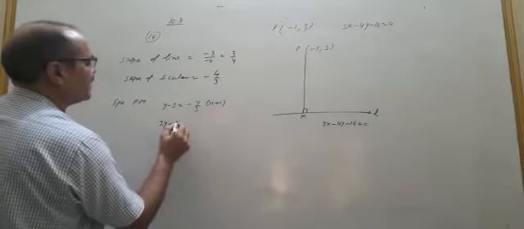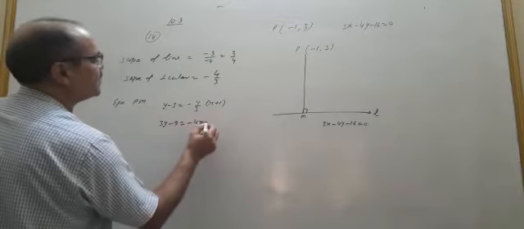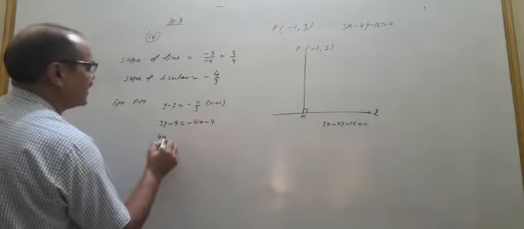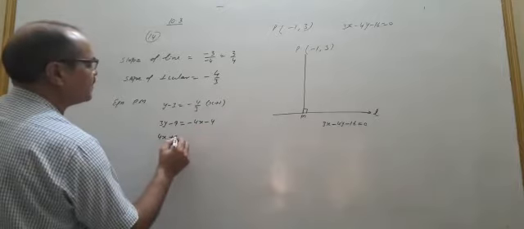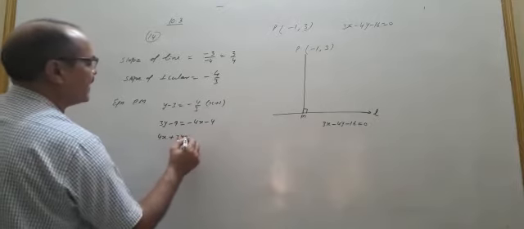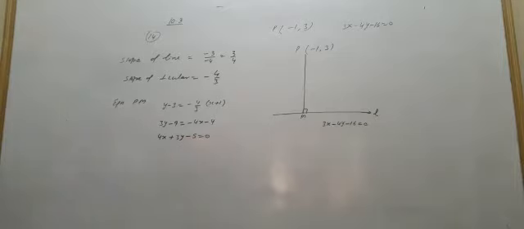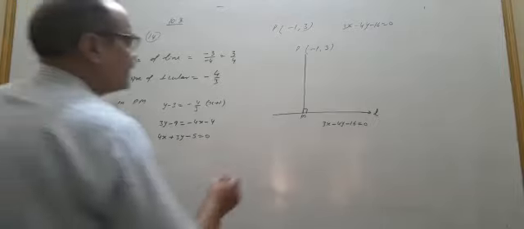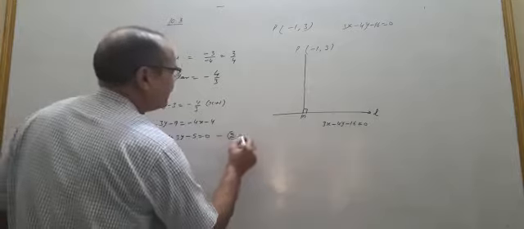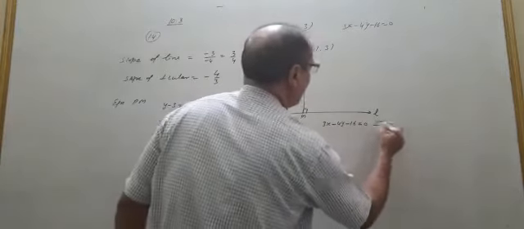This can be written as 3y minus 9 is equal to minus 4x minus 4, or rearranging this, that is 4x plus 3y minus 5 is equal to 0. Okay, so we get the equation of the line which is perpendicular to this. Now give it number 2 and the given line is let 1.